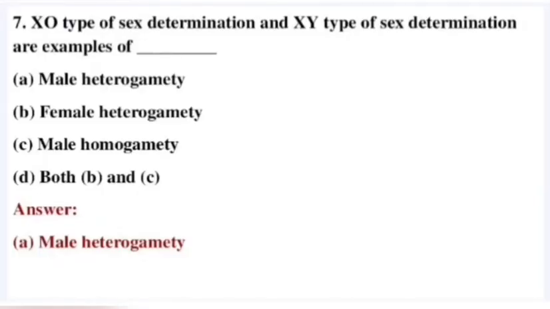Next question, seventh question. XO type of sex determination and XY type of sex determination are examples of. So XY, very good example. XY we know. In humans, XX is female and XY is male, right? So if the gametes are different, you call it hetero. So hetero is different and homo is same. So here XO is different and XY is different. So you can come to a conclusion that XO type of sex determination and XY type of sex determination are examples of male heterogamety. So what is the correct answer? A, male heterogamety.